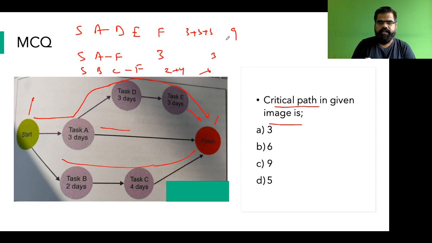So the critical path is the longest path, students. Please remember, the critical path is always the longest. So here we have 9 days. So we'll go with the answer 9. The critical path always happens to be the longest path. So the answer will be 9.